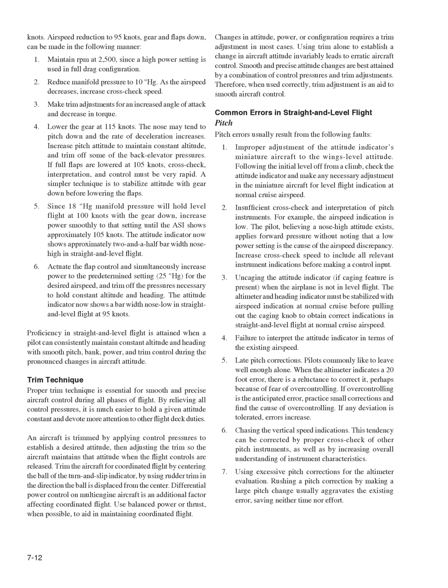6. Actuate the flap control and simultaneously increase power to the predetermined setting, 25 inches Hg, for the desired airspeed, and trim off the pressures necessary to hold constant altitude and heading. The attitude indicator now shows a bar width nose low in straight and level flight at 95 knots.